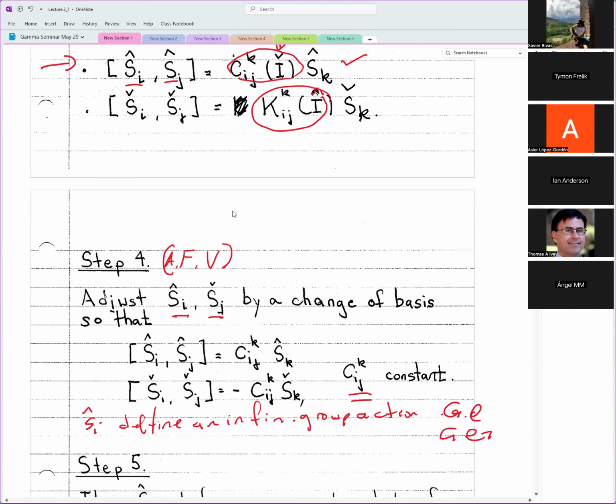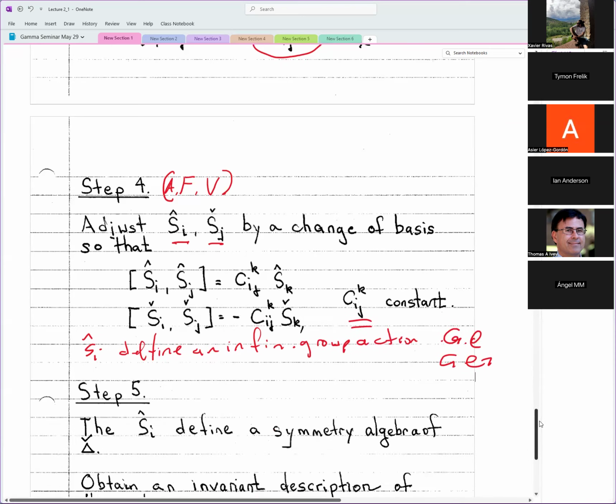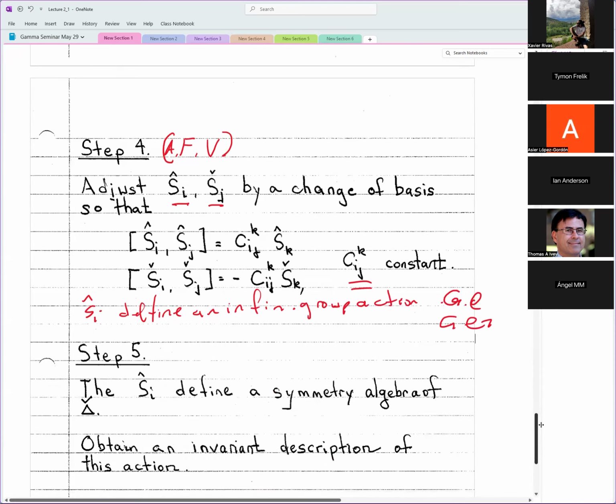So what the theory really gives you is an infinitesimal group action, but many times it's convenient just to formally exponentiate that and think that you have an actual group action. You do, but it may only be a local group action.